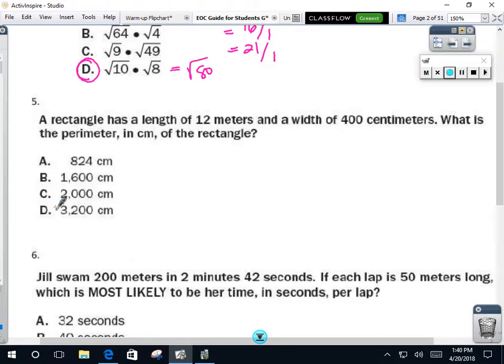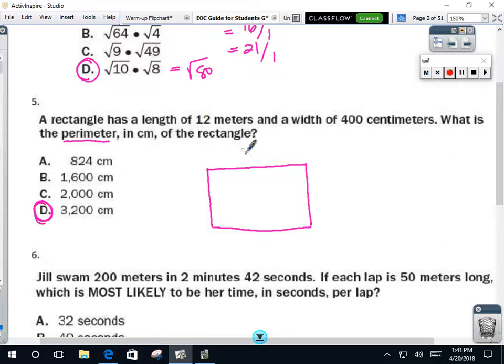It is actually D. Let's go over it. If I were you, I would draw myself a rectangle for visual. It is perimeter, not area.